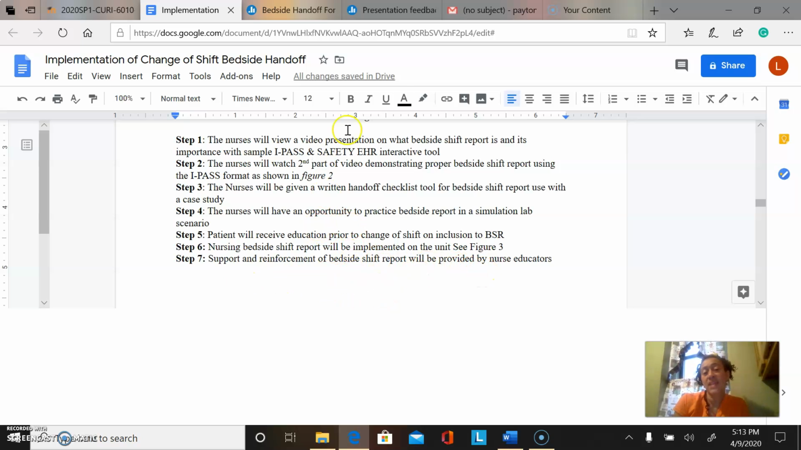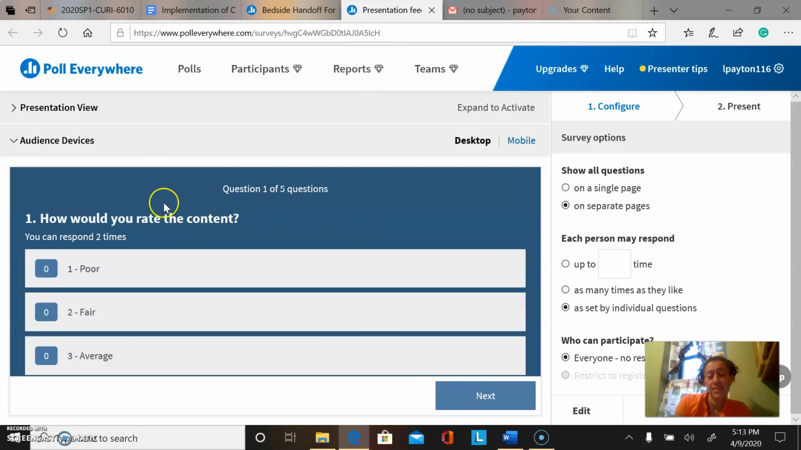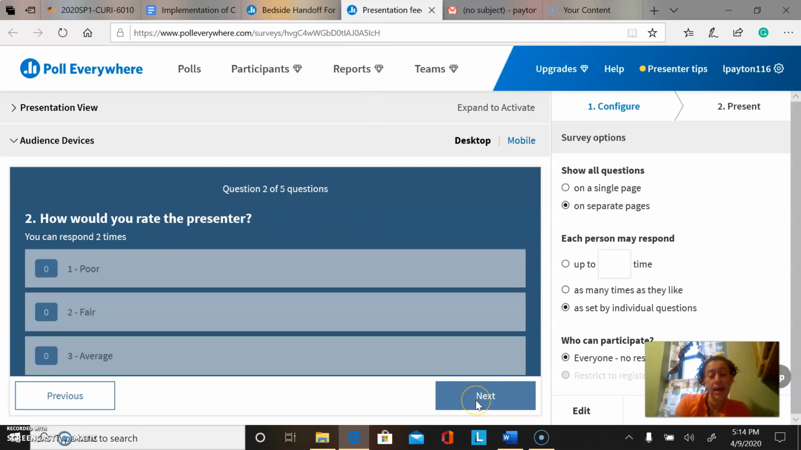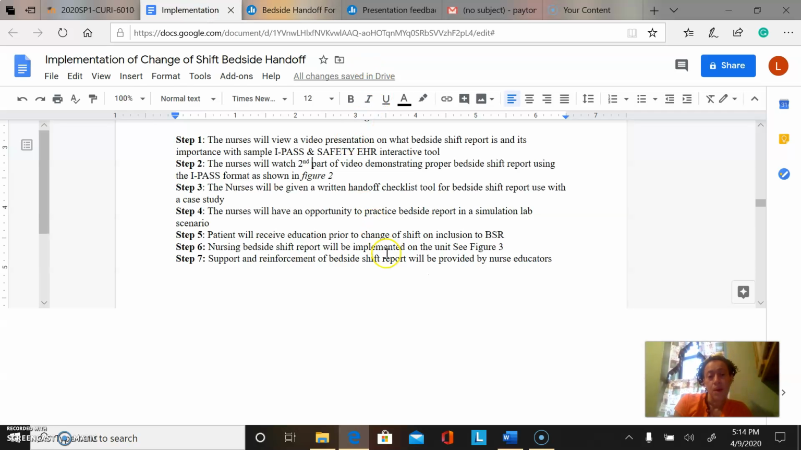And then after the presentation and learning is all done, we can do the presentation feedback, which I also included on Poll Everywhere. And it's just basic stuff like how would you rate the content, 1 to 5 scale, how would you rate the presenter, what you liked most about this session. So it has several questions there.